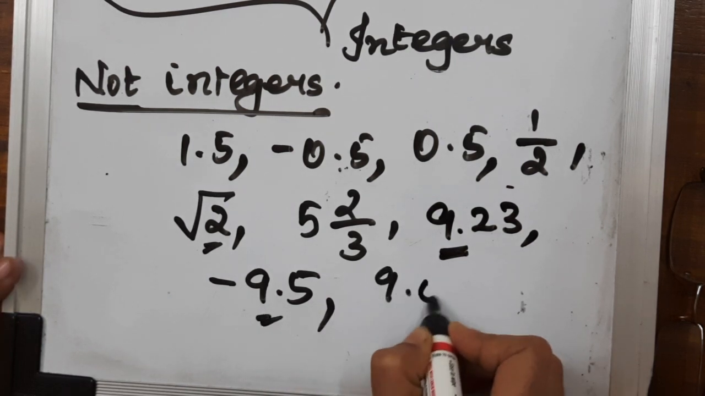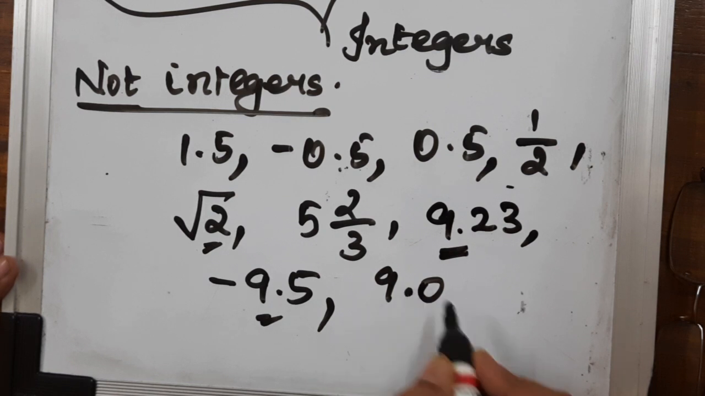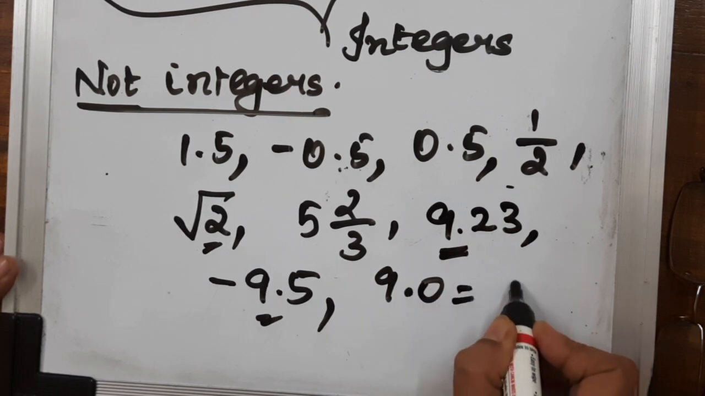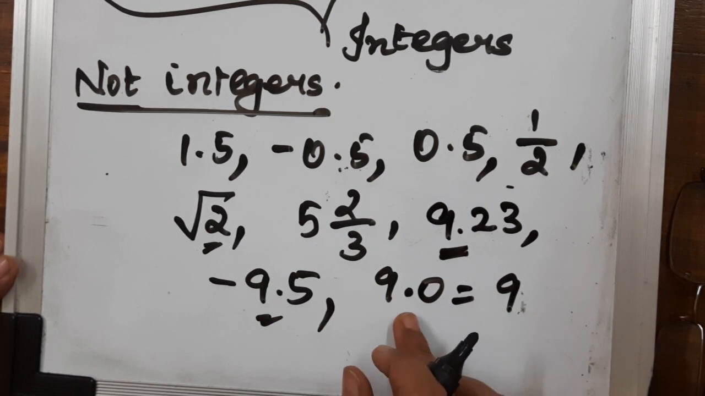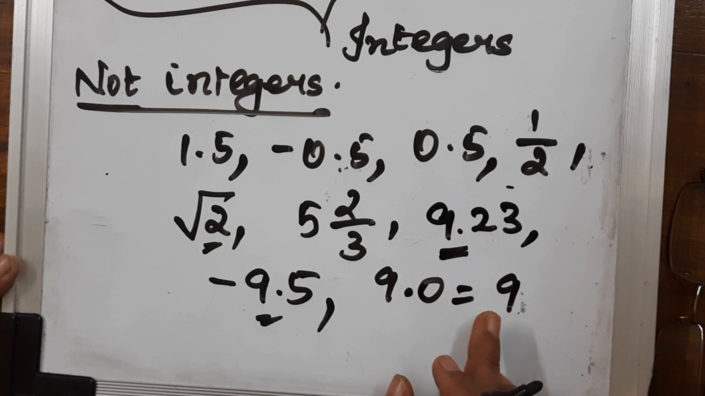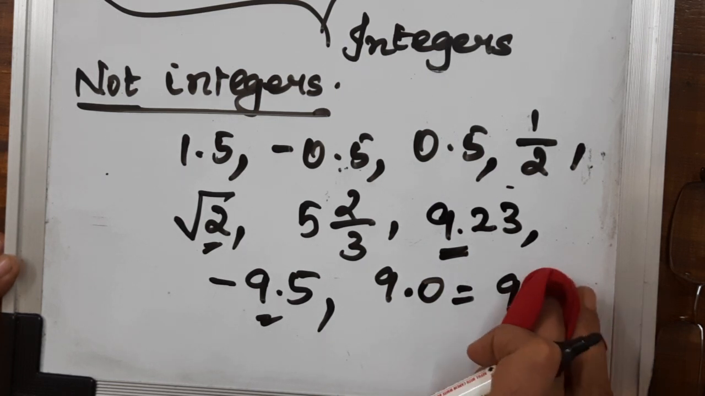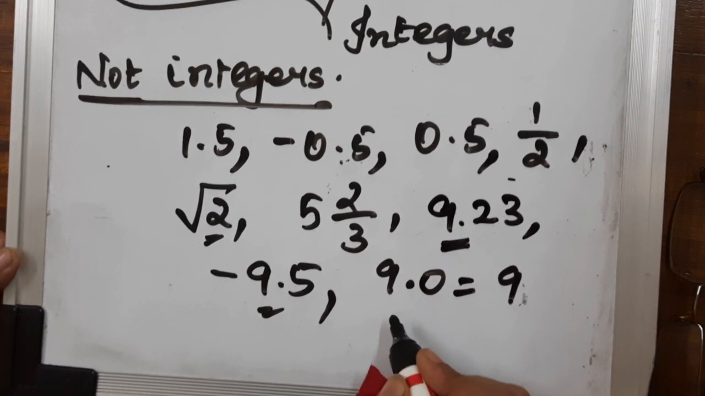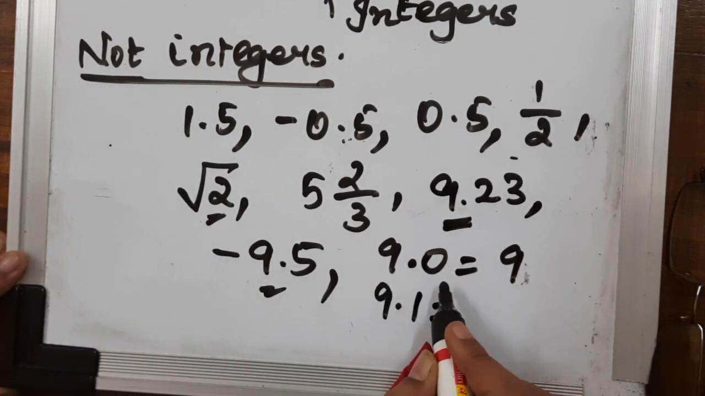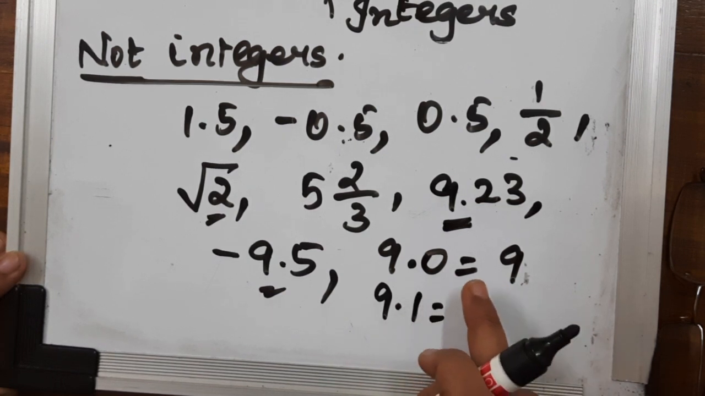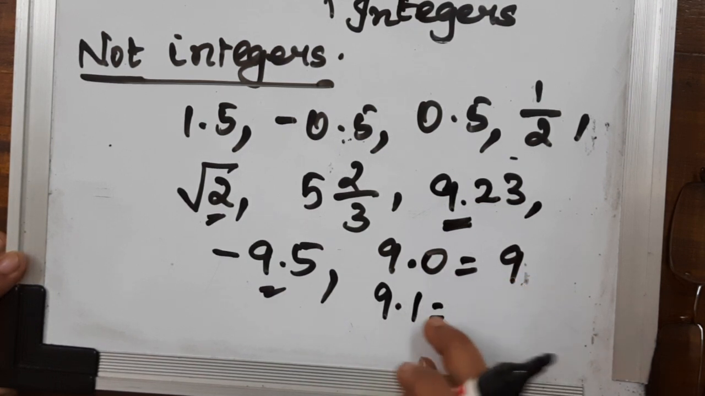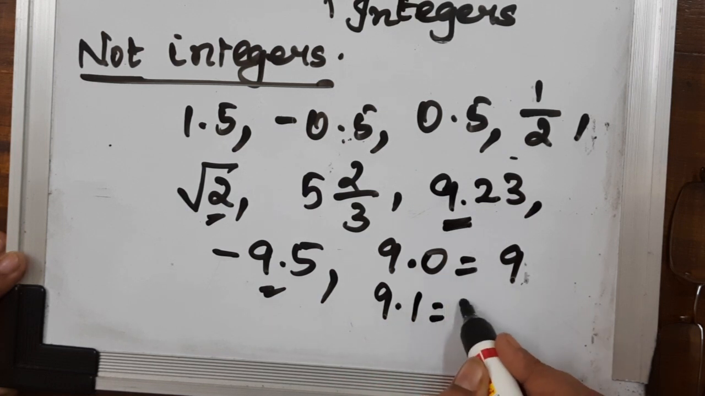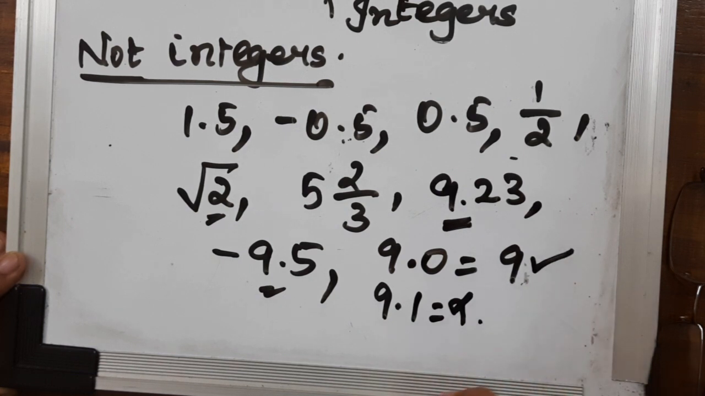See, even this is not an integer if it is expressed as 9.0, though the answer will be 9. If it is represented as 9.0, then you can say that this is an integer, because 0 doesn't have any value, so 9.0 can be expressed as 9. So this can be an integer, whereas 9.1 cannot be an integer. This is not an integer. This is an integer.